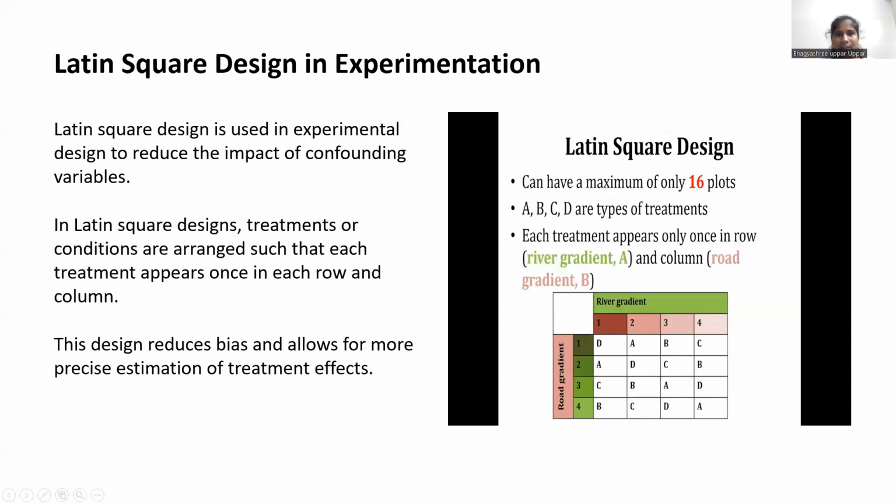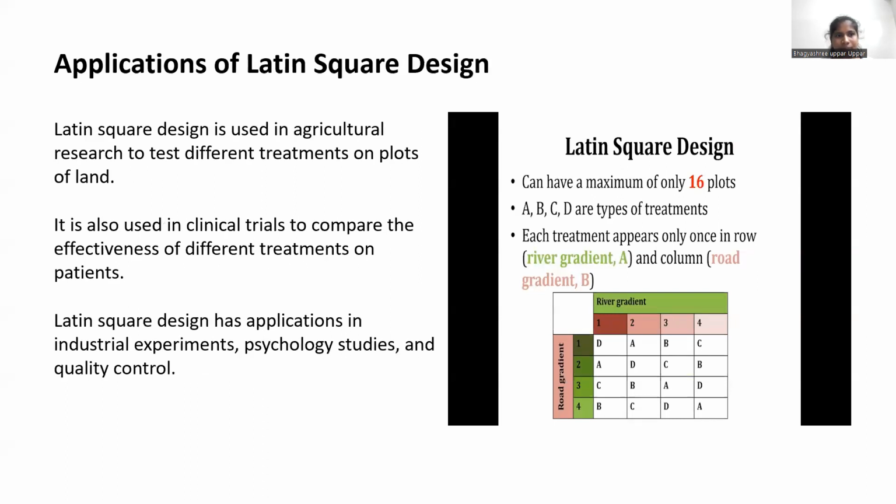Latin square design in experimentation. Latin square design is used in experimental design to reduce the impact of confounding variables. In Latin square designs, treatments or conditions are arranged such that each treatment appears once in each row and column. The design reduces bias and allows for more precise estimation of treatment effects.